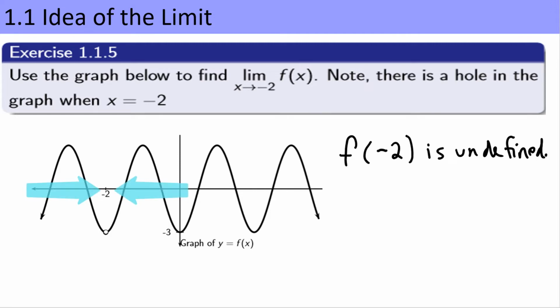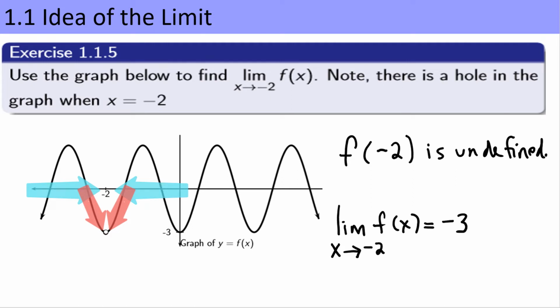So as x gets closer and closer to -2 from both sides, we observe that the graph of the function approaches -3, even though the function is not defined. So we would express the limit as x approaches -2 of this function f of x is the real number -3. The graph gets closer and closer to -3.